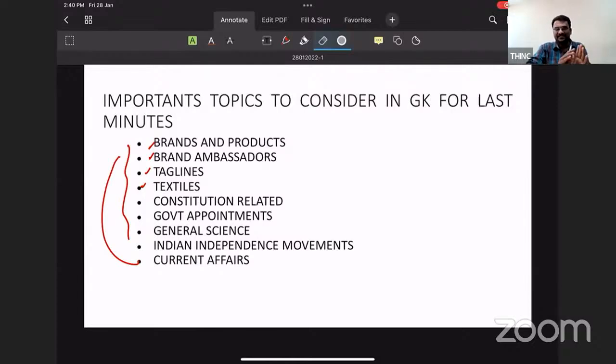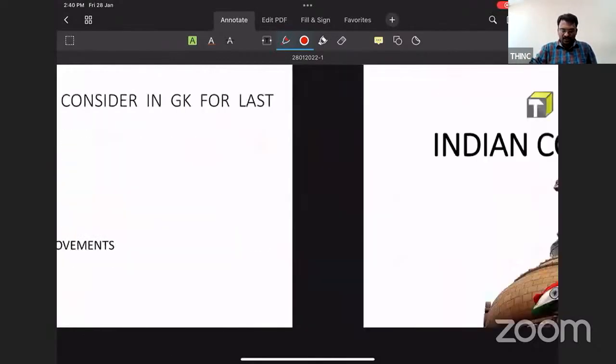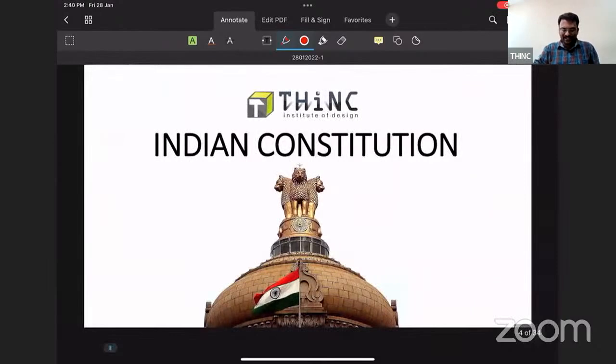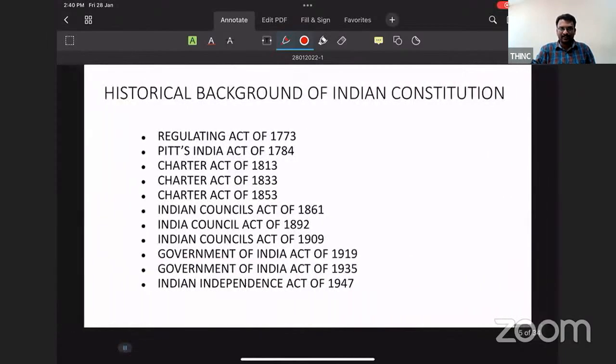Anyway, we just had a gist of the topics which we will be discussing in the upcoming days. So today our focus area is constitution related things. So this is the focus area of today's discussion. So, the Indian Constitution. THiNC Institute of Design presents you the Indian Constitution and important facts related to this, and from the history of India.